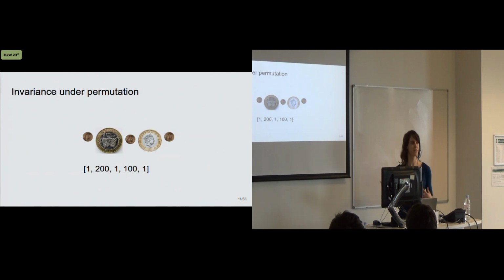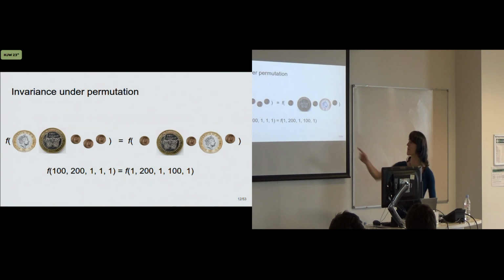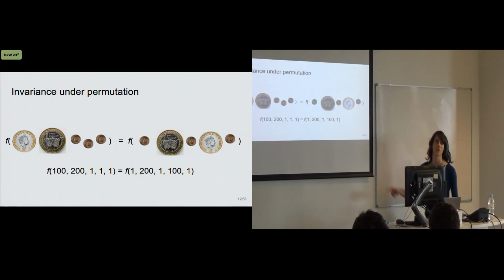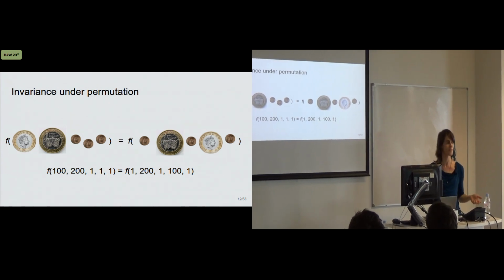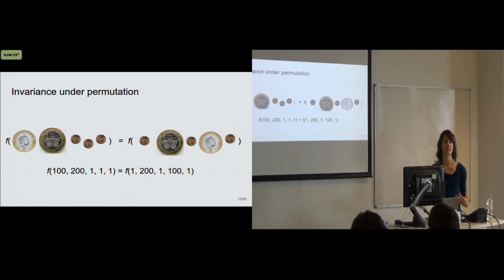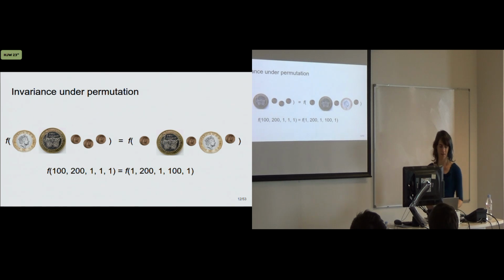But a function doesn't really take sets of inputs, it takes lists of inputs. So for the function, the order matters. Like 100, 200, 111 is going to be a different input point from 1, 200, 101. But we know that they should have the same function value. So we can impose invariance under permutations.